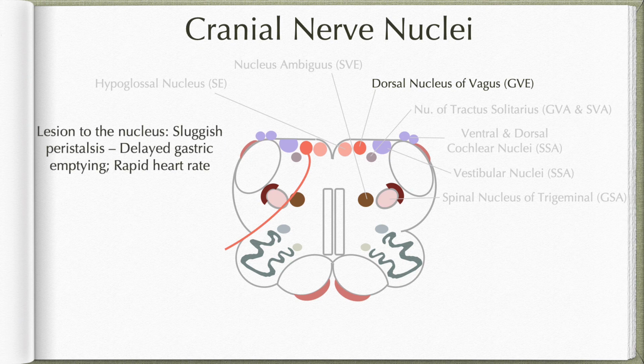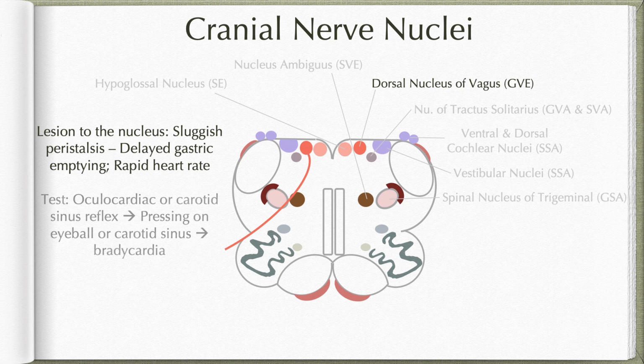Now, lesion to this nucleus results in sluggish peristalsis because it will be supplying fibers to esophagus, stomach, upper small intestine, etc. So this will result in delayed gastric emptying. The vagus will also be supplying to the heart, and in case of lesion to this dorsal nucleus of vagus, because of the reduced vagal tone, there will be acceleration of heart rate.